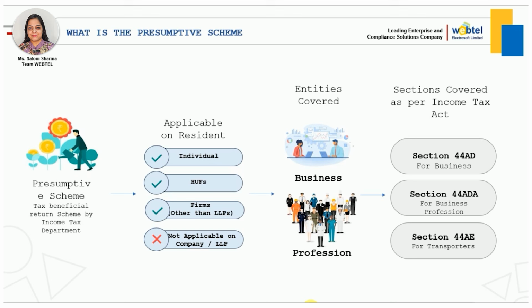This presumptive scheme is applicable to residents: if you are an individual, HUF, or firm other than LLPs, then you are eligible to file your ITR under the presumptive scheme. The entities covered under the presumptive scheme are businessmen and professionals. The sections under which presumptive taxation is covered are Section 44AD for businesses, Section 44ADA for professionals, and Section 44AE for transporters.